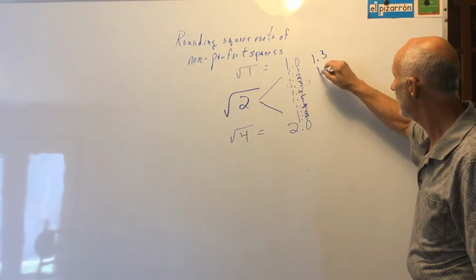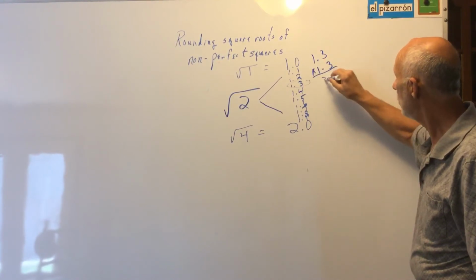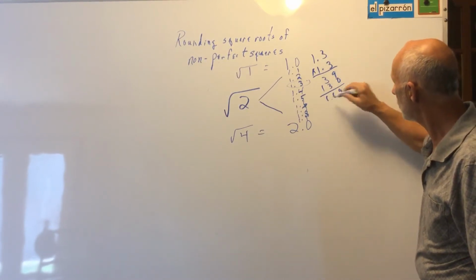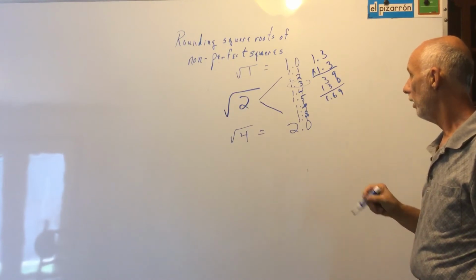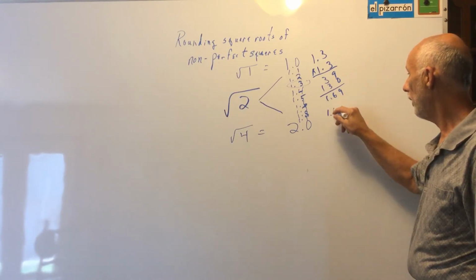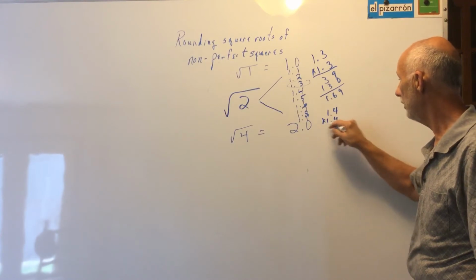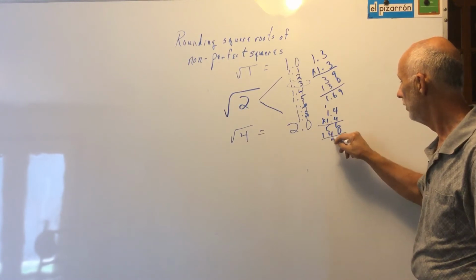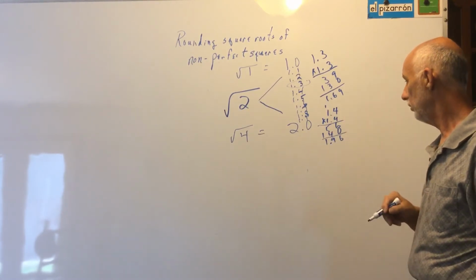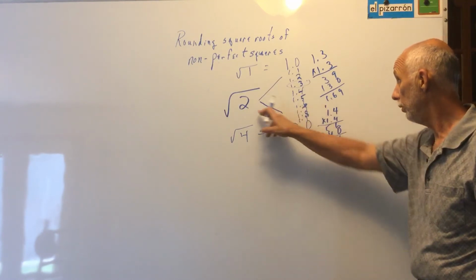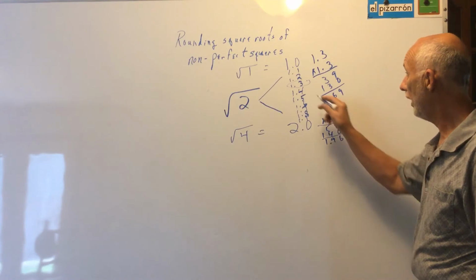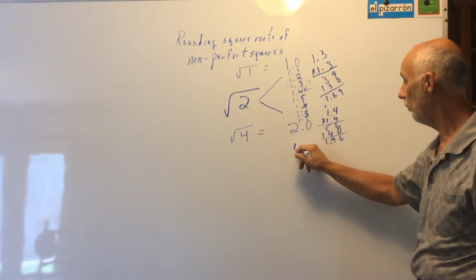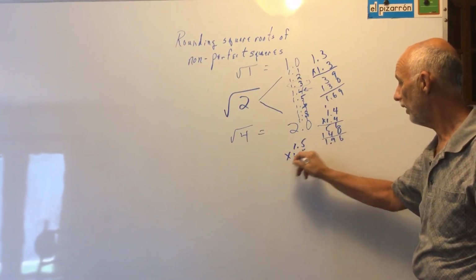If you multiply 1 and 3/10 times 1 and 3/10, count 2 places behind the decimal, you get 1 and 69/100, which is too small. So if you multiply 1 and 4/10 times 1 and 4/10, you get an answer of 1 and 96/100. That's very close to 2, but it's still smaller. So I've got to keep going until I get one that's too small and one that's too big. So let's try 1 and 5/10 times 1 and 5/10.